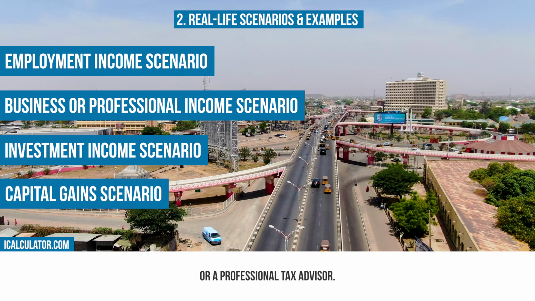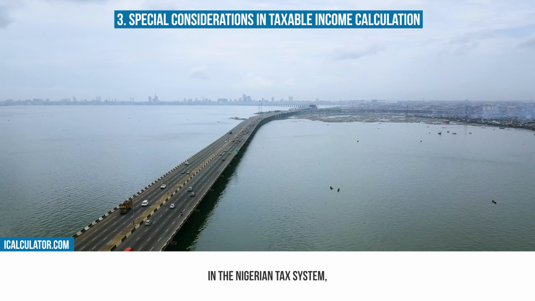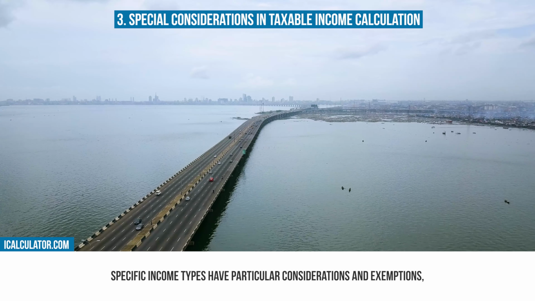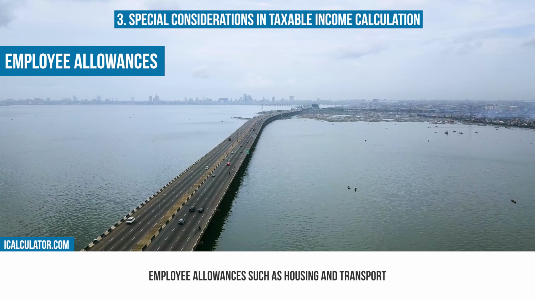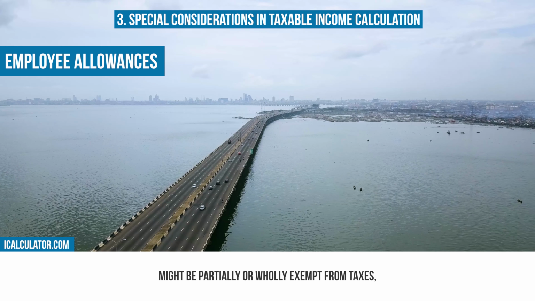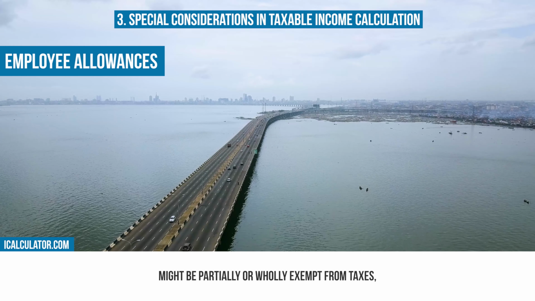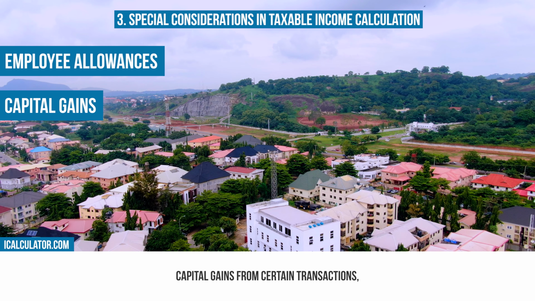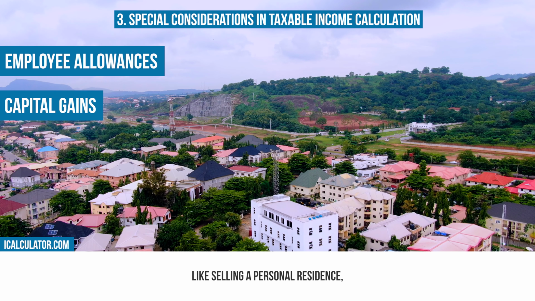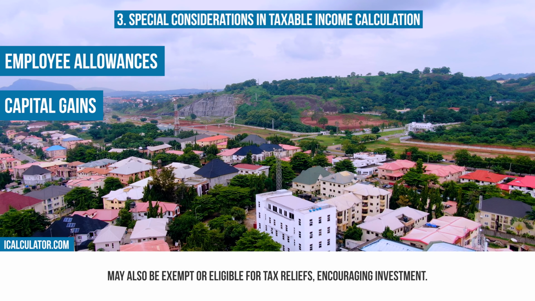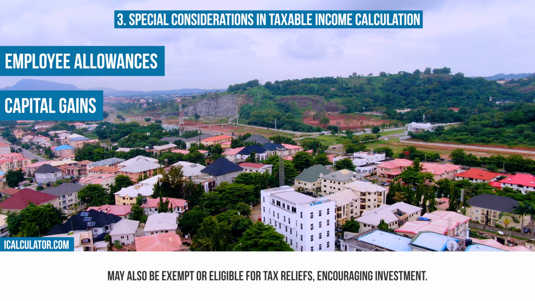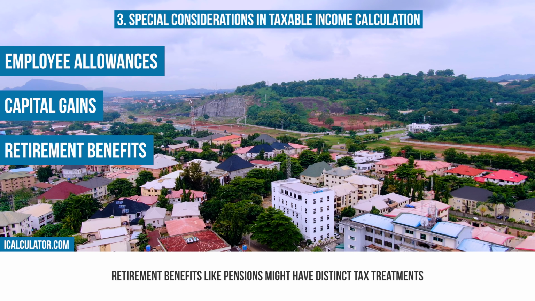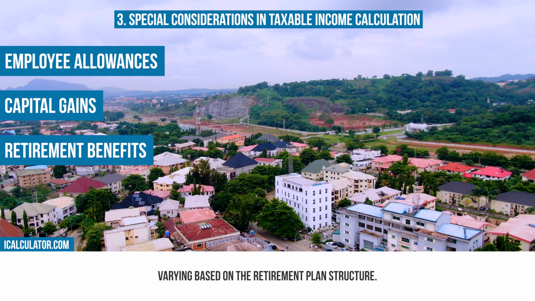In the Nigerian tax system, specific income types have particular considerations and exemptions. Employee allowances such as housing and transport might be partially or wholly exempt from taxes, reducing the overall tax burden. Capital gains from certain transactions, like selling a personal residence, may also be exempt or eligible for tax reliefs, encouraging investment. Retirement benefits like pensions might have distinct tax treatments, varying based on the retirement plan structure.